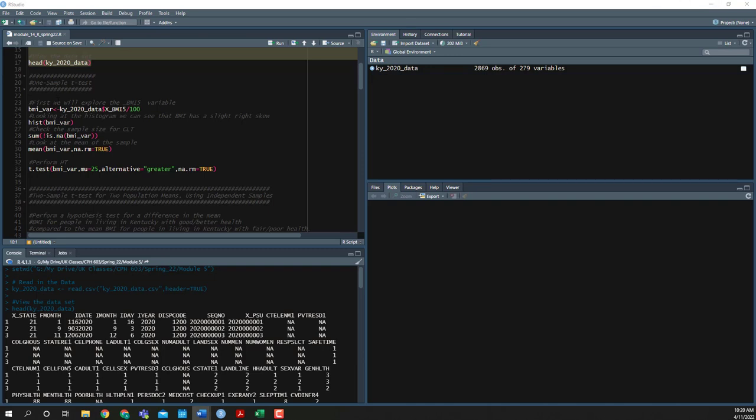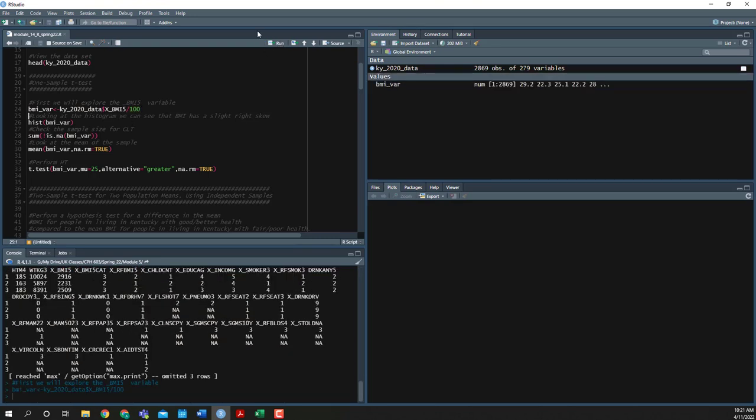Alright, so the first thing I'm going to do is assign the BMI variable to be equal to the BMI variable from the data. And you'll notice here I've divided by 100. What that does is take care of those two implied decimal places. I don't have to do this, but if I don't, then I'll have to remember that everything is going to have the two implied decimal places. So instead of comparing to 25, I would need to compare to 2500. Alright, so I'm going to read that in.